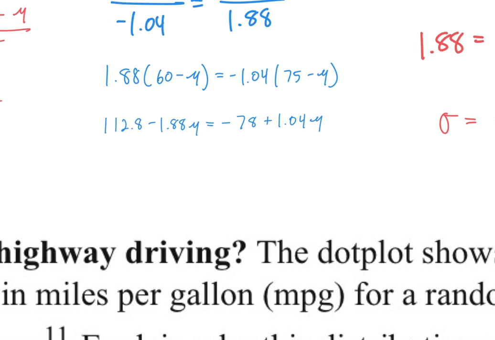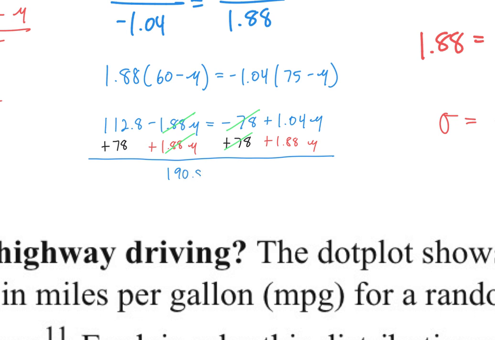Okay, we can do different things. I'll add this to both sides. And then maybe at the same time, I'll add 78 to both sides. Okay, so those cancel and those cancel. Okay, if we add the left-hand side, it becomes 190.8.